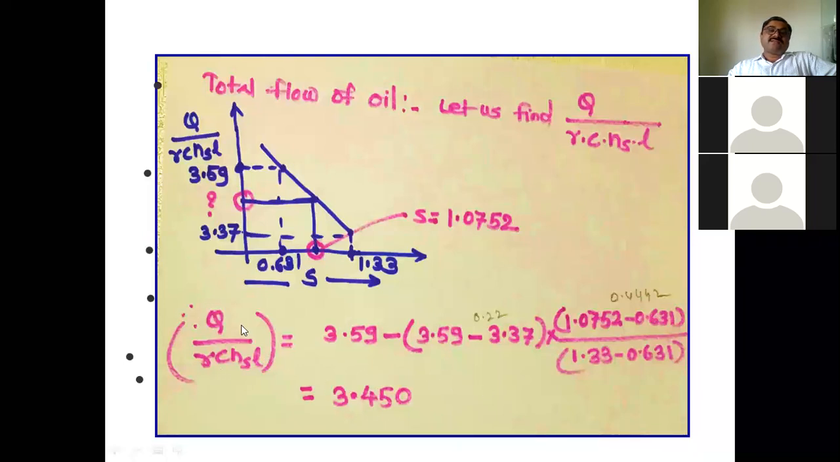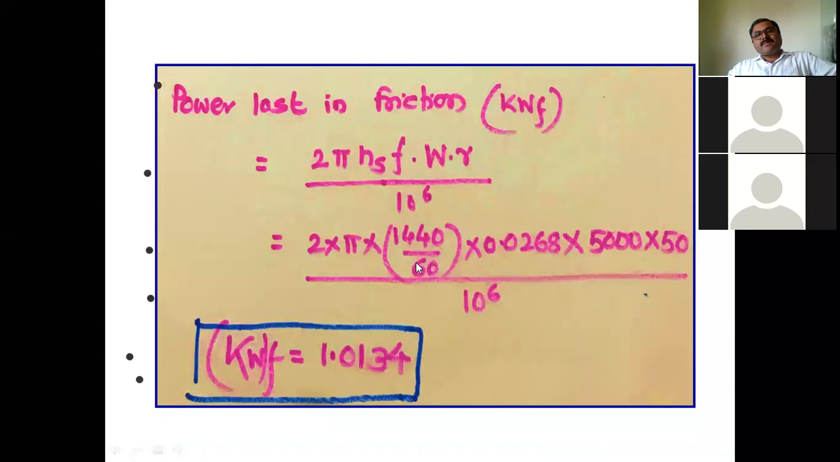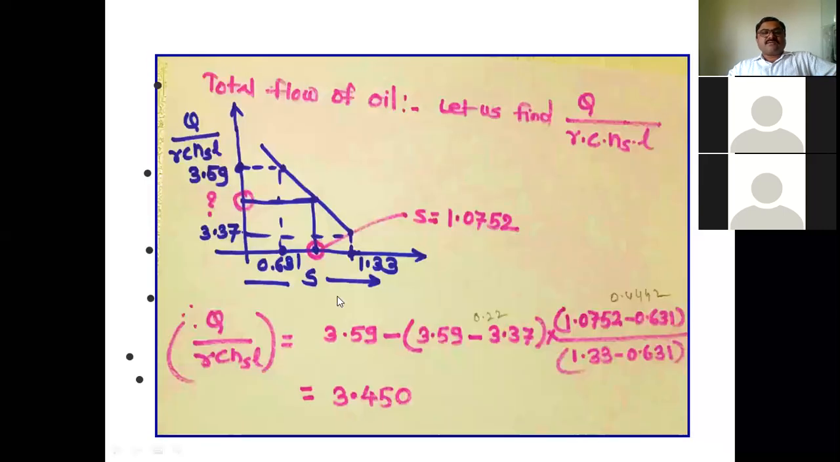Now here you have this flow variable Q upon RCNLS is equal to 3. That means when you don't have the direct value from the chart, that time you have to use the interpolation, try to understand. That's why I have framed this problem. Now let us see how to find out the Q.